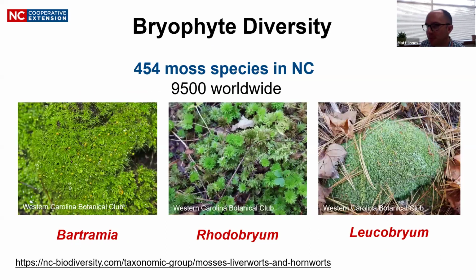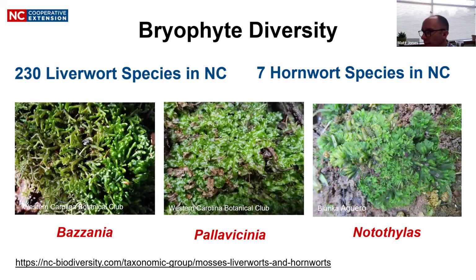But just some examples you may come across, and you're welcome to explore more about mosses in North Carolina at the NC Biodiversity website. There are about 9,500 species of bryophytes, of mosses worldwide, and about 454 in North Carolina, which is pretty remarkable. In contrast, there are far fewer liverworts and even fewer hornworts worldwide and in the state. But these are just a few that you may have seen something similar.